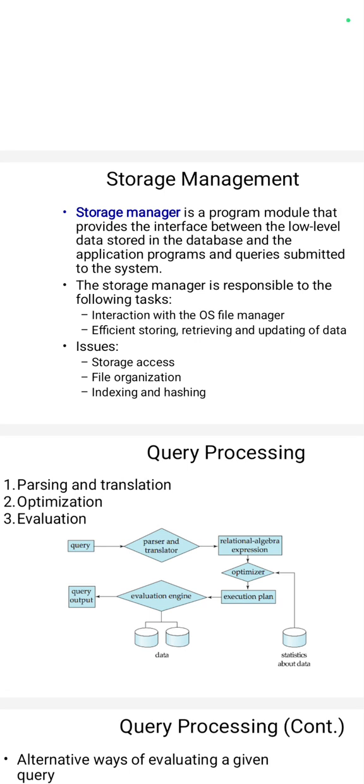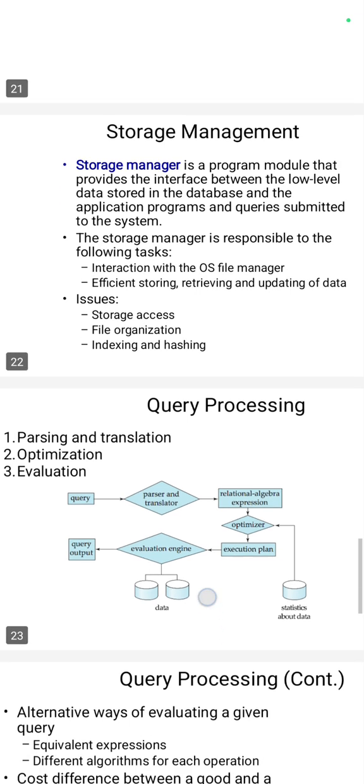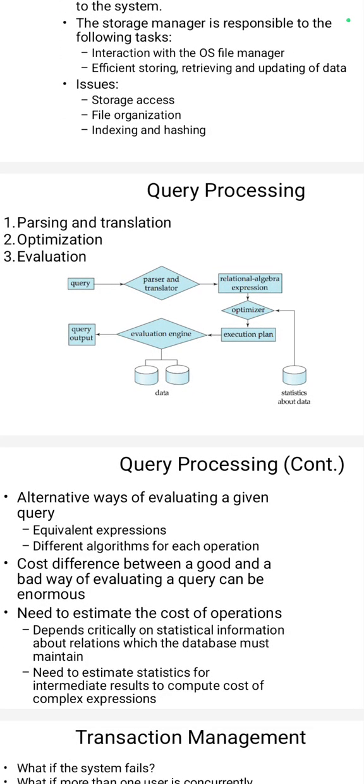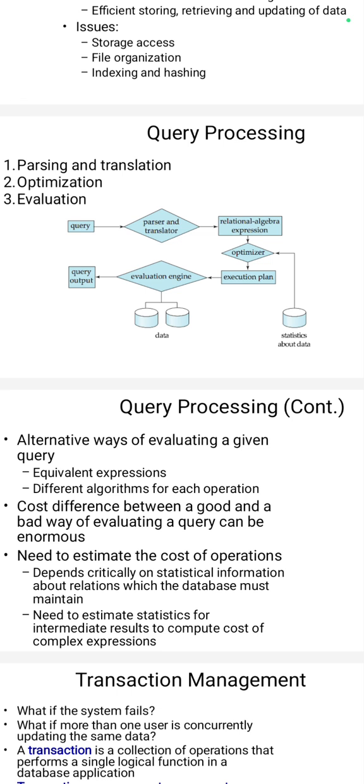Now, query processing: how a query is inputted by the user and how it is evaluated by the query engine. First is parsing and translation, then optimization, then evaluation. So we are submitting the query to the parser and translator, or to the evaluation engine. Then we put in the relational algebra expression or SQL, the optimizer's execution plan, and the statistics of the data. There are alternative ways of evaluating a given query: equivalent expressions, and different algorithms for each operation, with a cost difference between a good and a bad one.